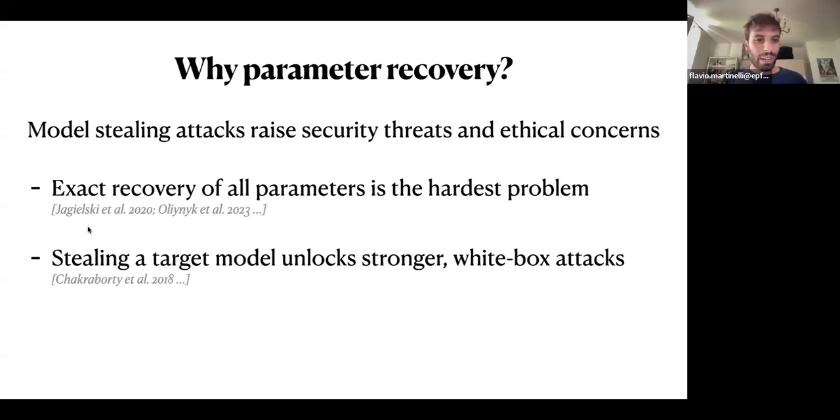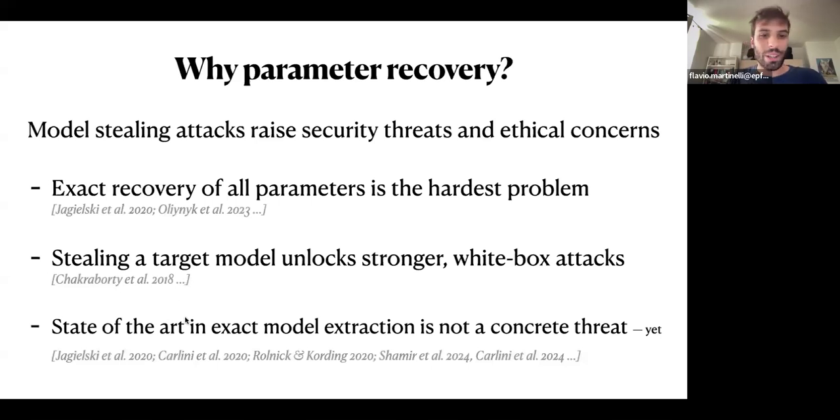More practically, once you manage to steal all of the parameters, you have a copy of your target model, and this can unlock even stronger adversarial attacks, which are called white box attacks. Those are the attacks developed by having knowledge of the weights or the ability to compute gradients, for example. So if you have a malicious agent that wants to do something bad and has a copy of your network, then they can implement some white box attacks, and this could be bad.